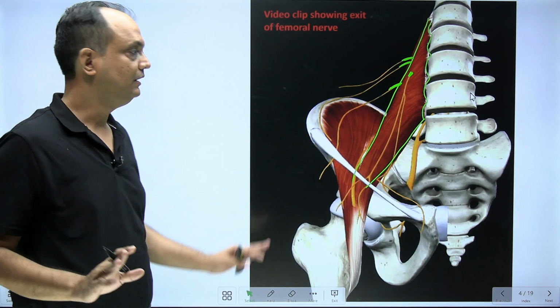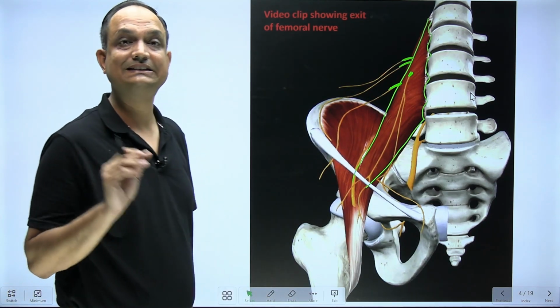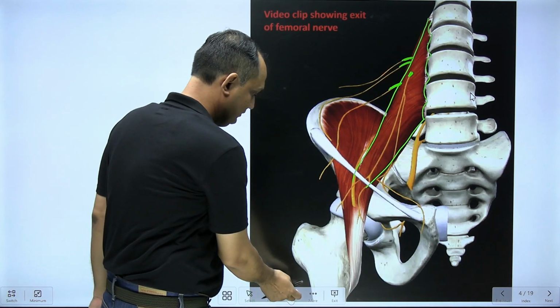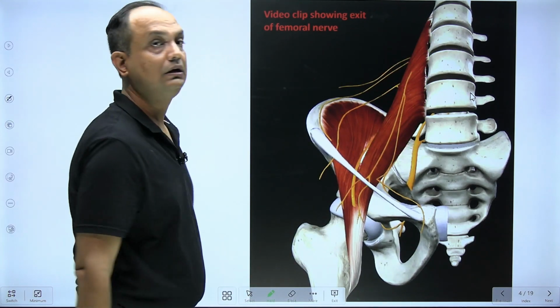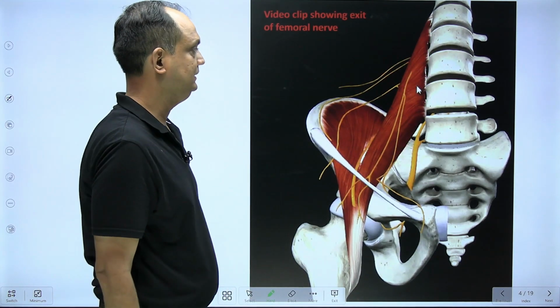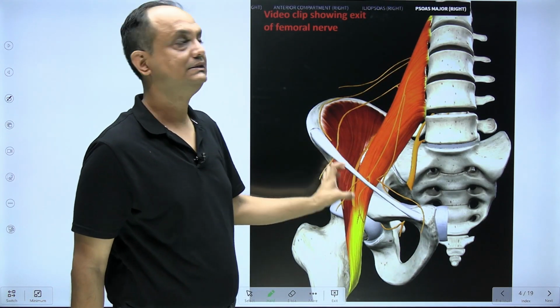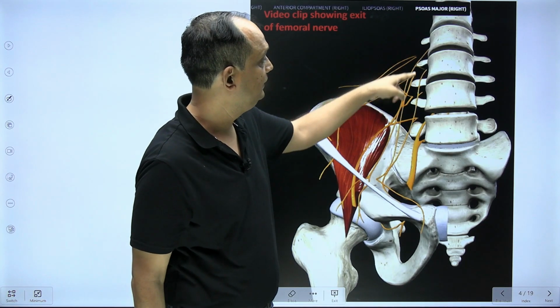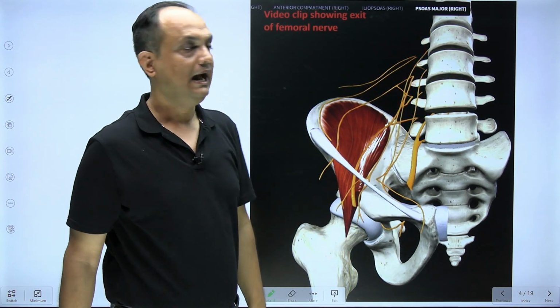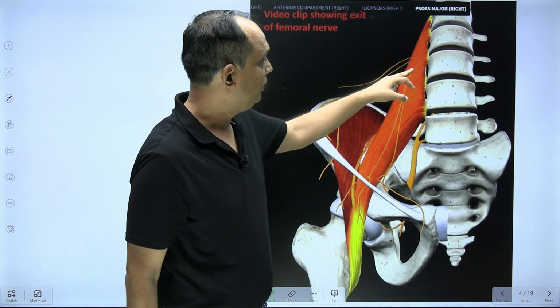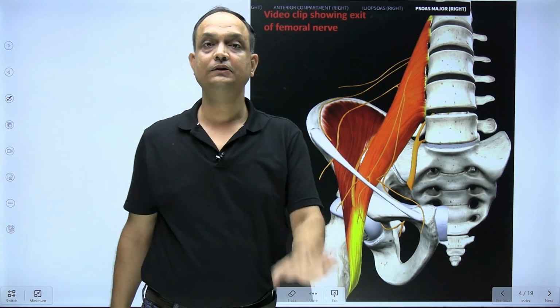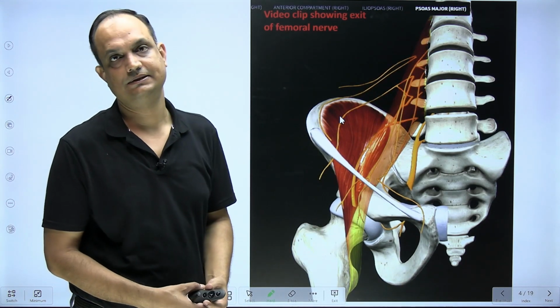But when you remove the psoas major, when you dissect the psoas major, you are able to understand that it is not like that. So let's see this video clip. If I remove this psoas major, you can see that nerves are present deep inside the muscle. And all of these are nothing but the different branches of your lumbar plexus.